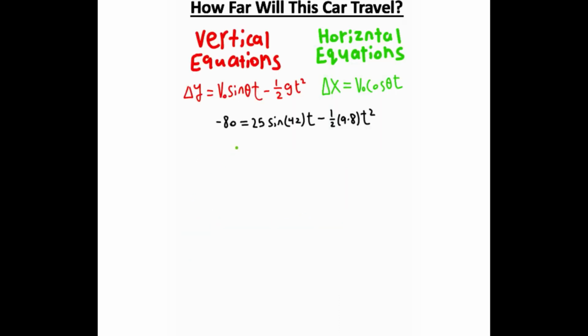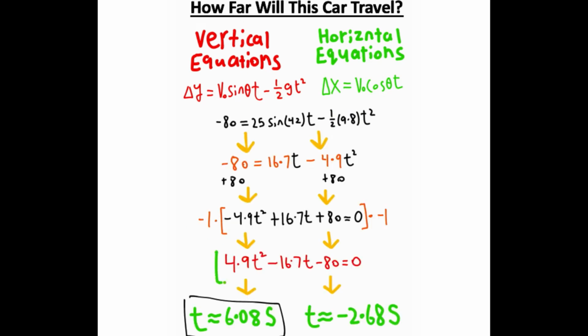So right here, notice that I've plugged in negative 80 for delta y. I plugged in 25 for our initial velocity, that was what we had. I plugged in 42 for our initial angle, that's also what we had. And we know that g is 9.8 since that's the gravitational acceleration on Earth. Now using basic algebra, you can solve this equation to get t on one side. And it's going to end up looking like this if you do the math properly. Also, if you multiply both sides by -1, you can see my steps above.